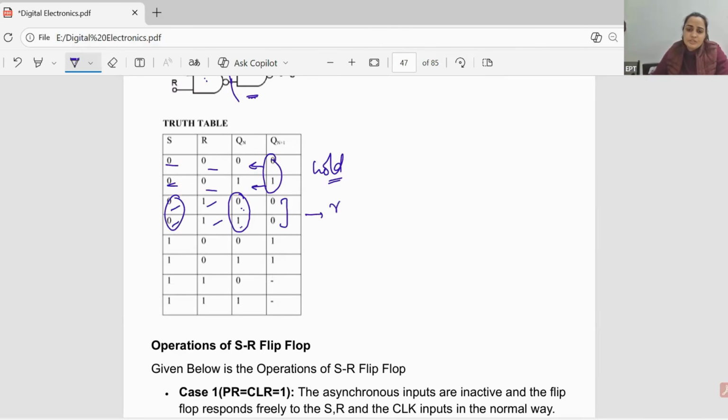So this is your reset state. Here this is 1, this is 0. Output is high for both the Qn value. So this will be known as the set. 1 1 is invalid.